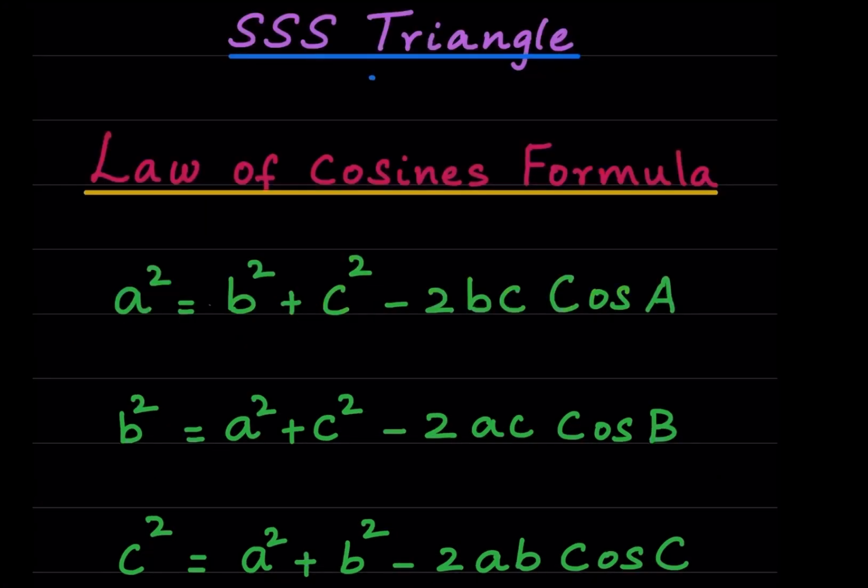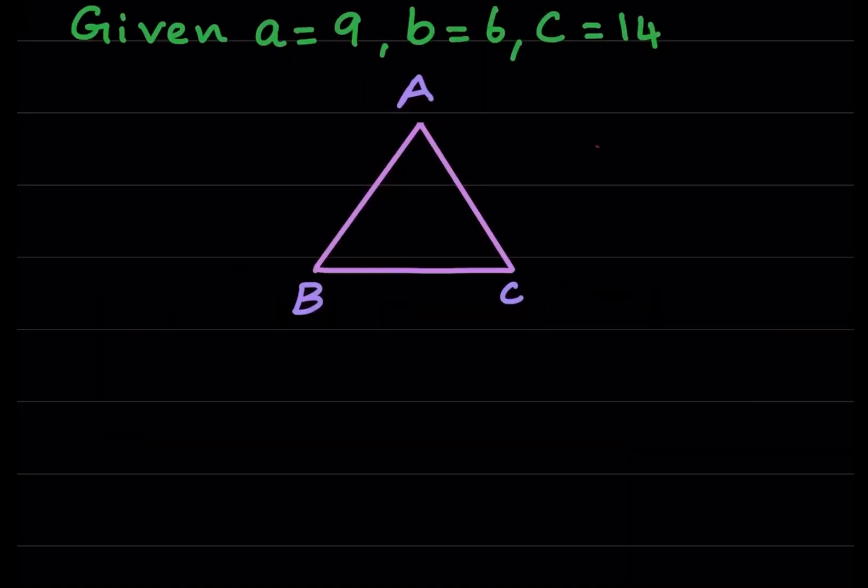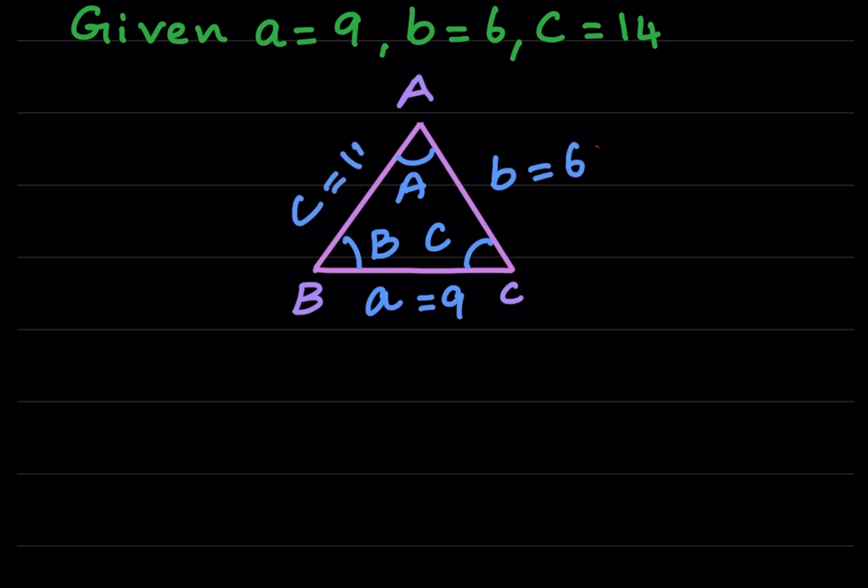If it is SSS triangle, we have to use law of cosines and these are the formulas. Here a, b and c are the sides of the triangle and this A, B and C are angles of the triangle. In this triangle ABC, opposite to angle A is side a and opposite to angle B is side b and opposite to angle C is side c. Here a is 9, b is 6 and c is equal to 14.